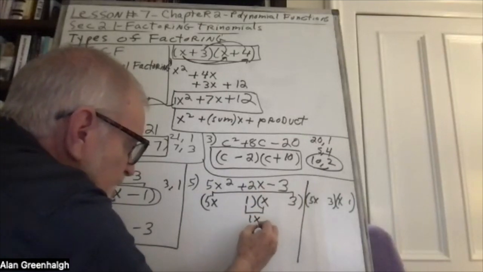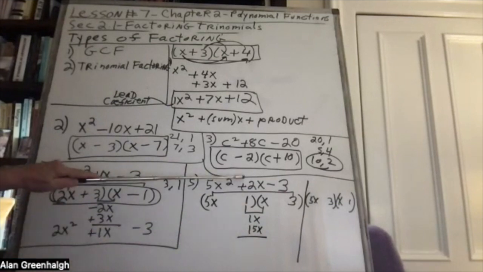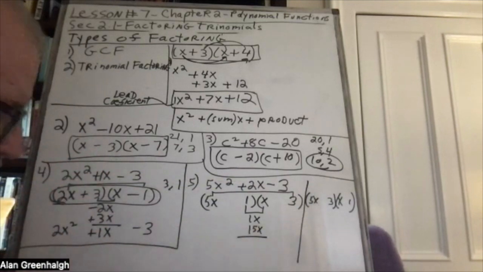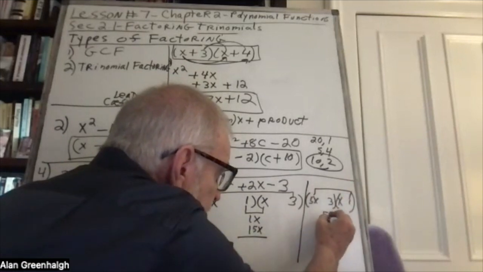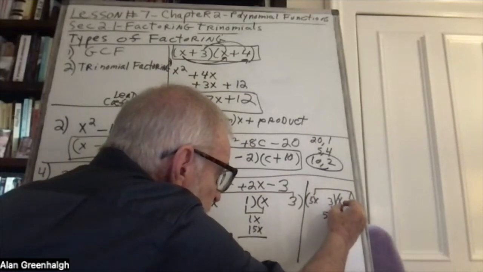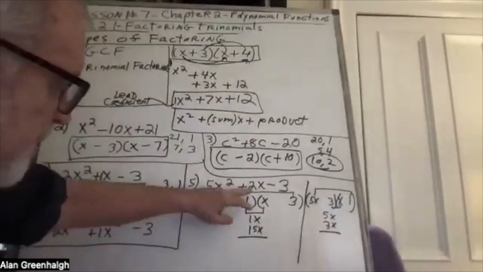1x, 15x. Is there any way 1 and 15 can give you a combination that will give you a 2? And the answer is it doesn't look like it. But if you look over here, 5x times 1 is 5x. 3 times x is 3x. Yeah, that looks like it might give you a 2.